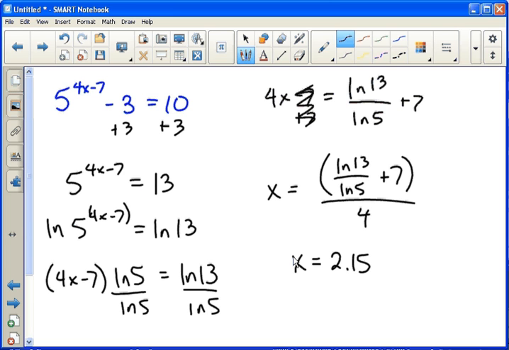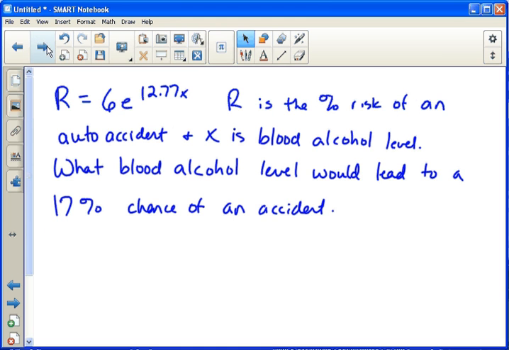Alright, so here's another type example you might see. R equals 6e to the 12.77x, where R is the percent risk of an auto accident, and x is the blood alcohol level. What blood alcohol level would lead to a 17% chance of an accident? Let's put a question mark there. There we go. So we're told that a 17% chance, and we're told to find x, which would be the blood alcohol level. So we'll plug in 17 for R, and then solve for x.